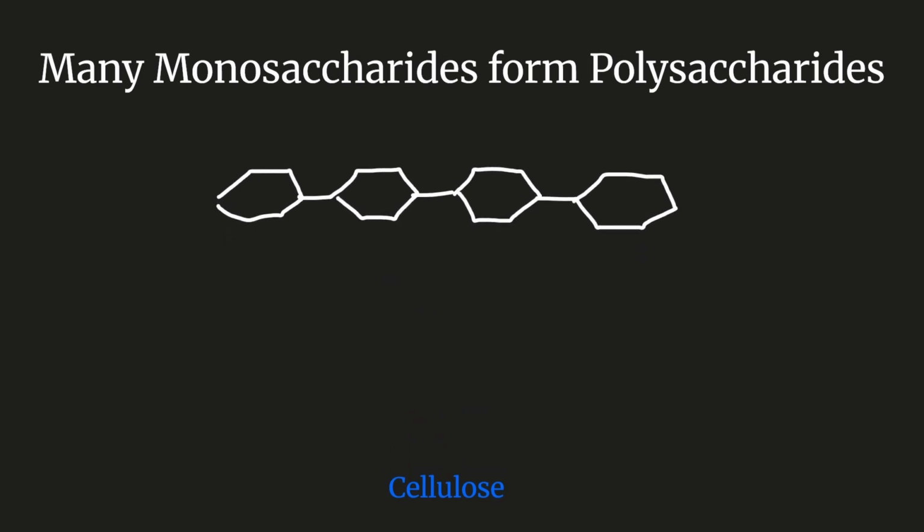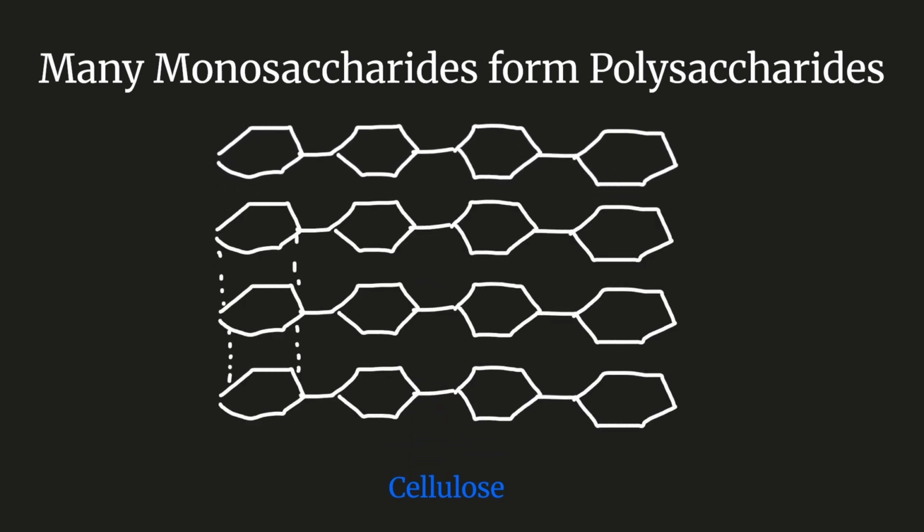Cellulose also forms hydrogen bonds between layers, which create things called microfibrils. These are essential for the strength of cellulose and the durability.